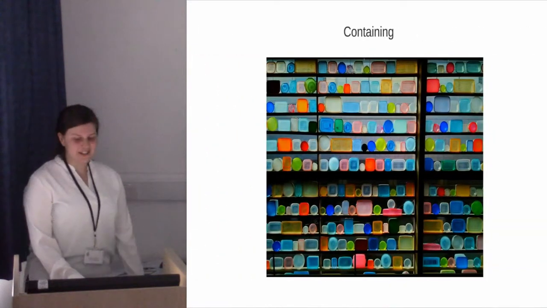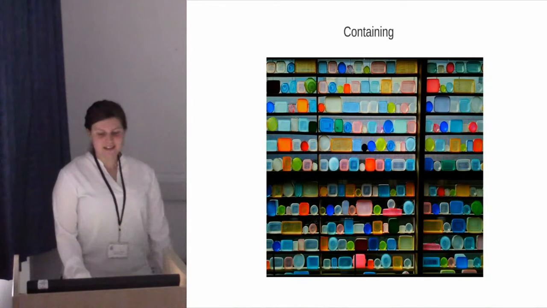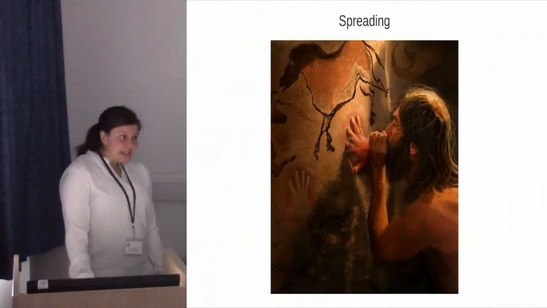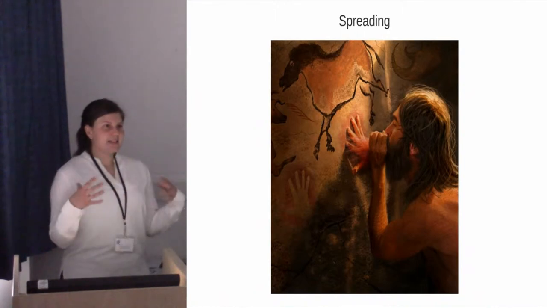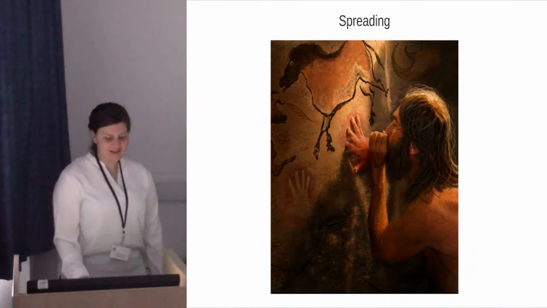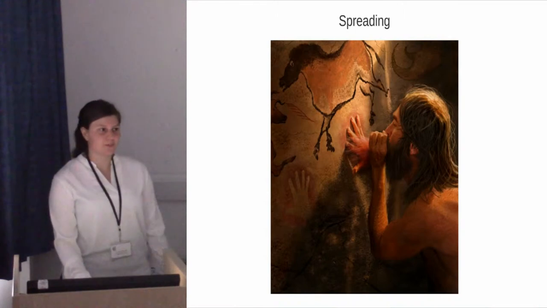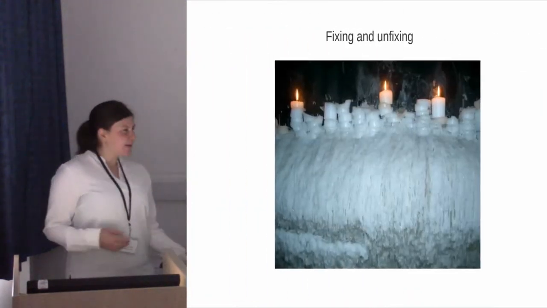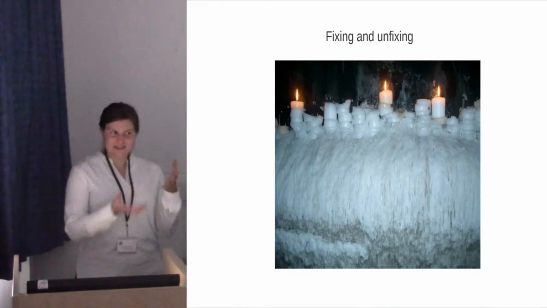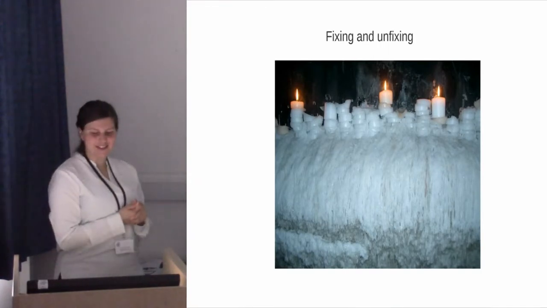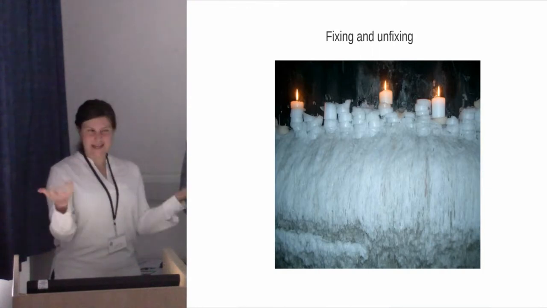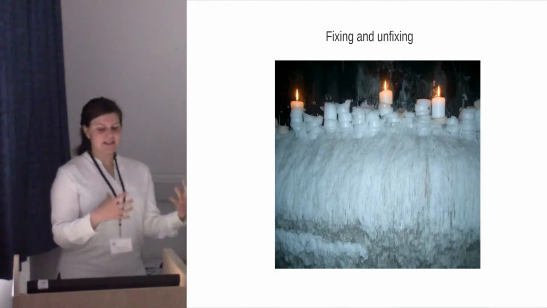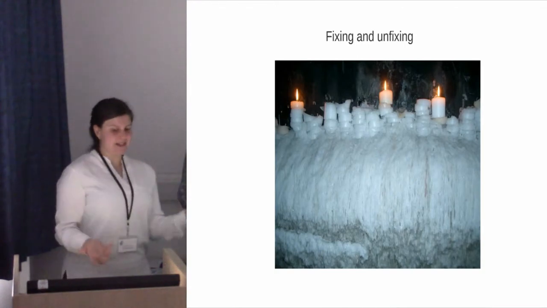Containing, we just covered it, so we need to contain substances to manipulate them most of the time. Then spreading is a verb that enhances some of the properties of, like, lotion or butter, for example, or paint. Then fixing and unfixing, we talked about it, and Mark just brought us into the topic. Slags as well, it's a bit the same. You want to unfix something to change the property, use it, and then it refixes because it has natural properties.